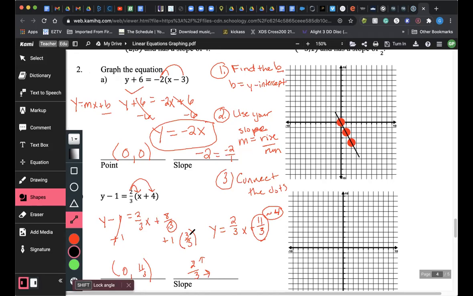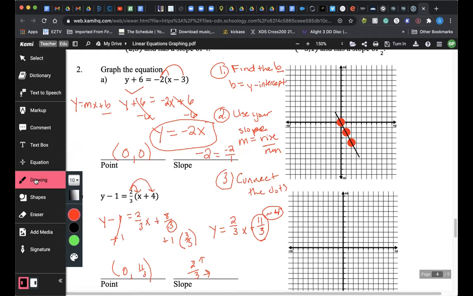All right, again, this one's going to be approximate because we're dealing with a fraction. When you're dealing with a fraction, it does not have to be perfect. No one is looking for perfection when it comes to a fraction. You just have to be as close as you can be.